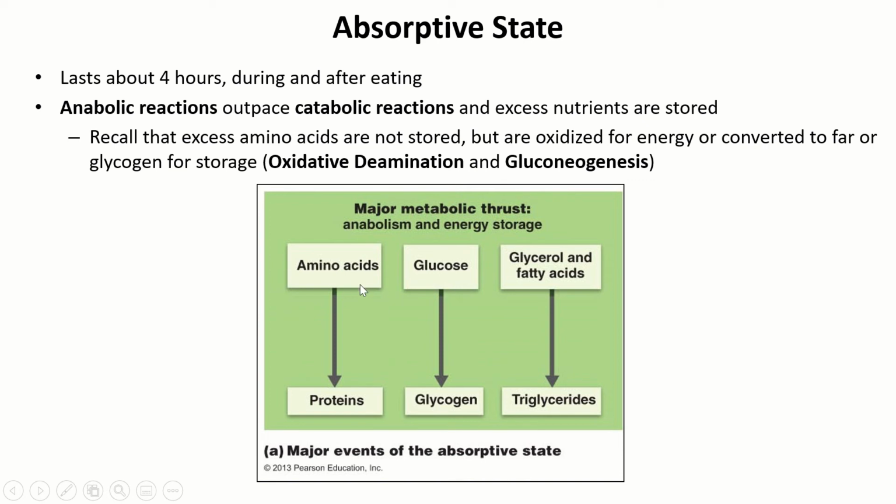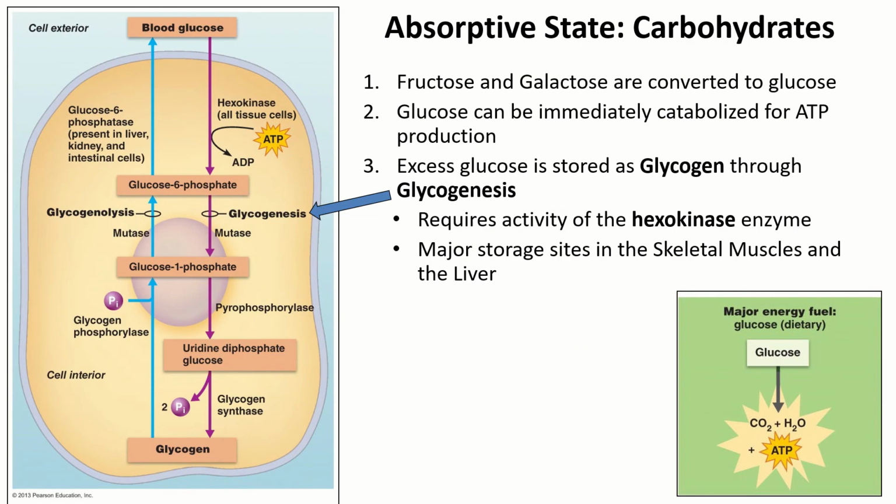So that means that anabolic reactions are taking amino acids and forming proteins. Anabolic reactions with glucose form glycogen. And anabolic reactions of glycerol and fatty acids form your triglycerides. Keep in mind that amino acids in excess will not be stored, but we will see later on how they can be used through gluconeogenesis and oxidative deamination to help form energy.